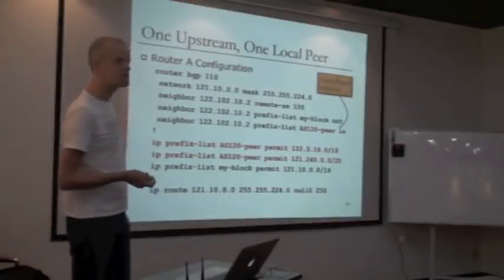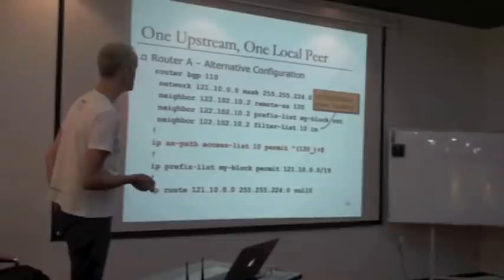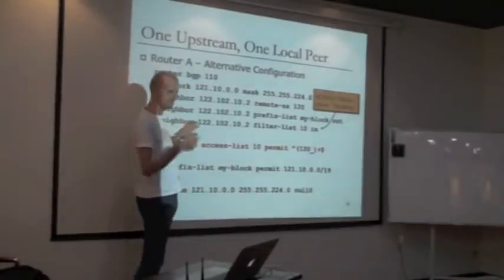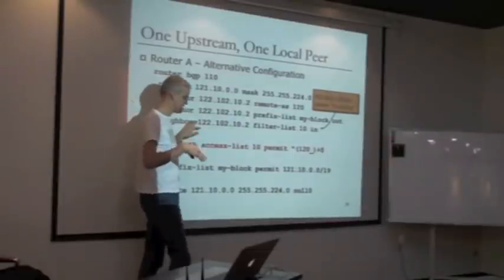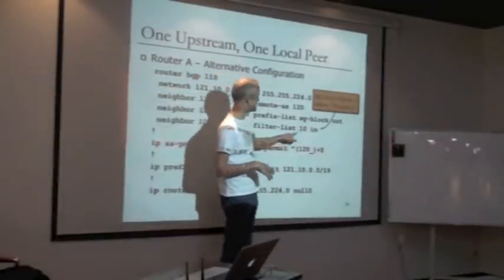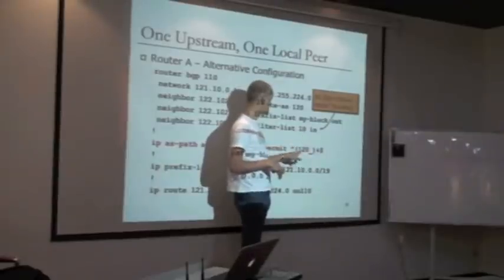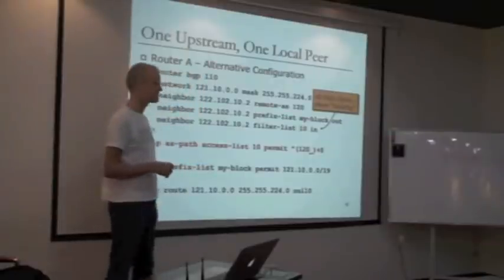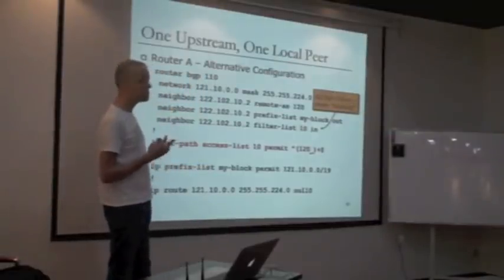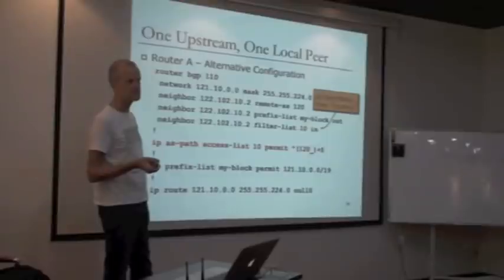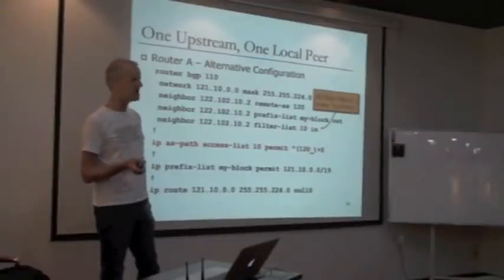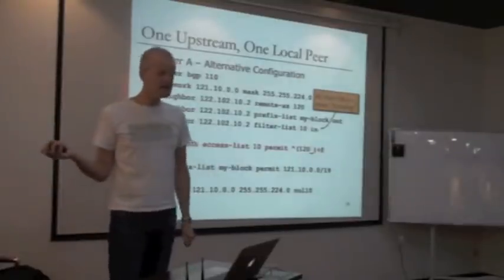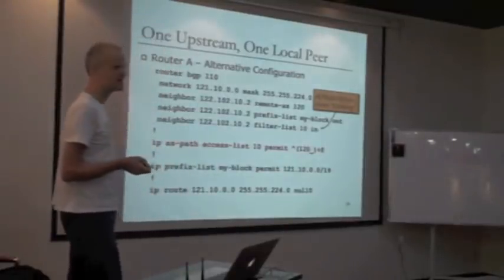Notice I've used a prefix filter. In the lab yesterday, we did an AS path filter. So inbound, rather than doing prefixes, we can accept based on the AS path. And this says, accept anything originated by AS120. Okay. So this is much more trusting, because it actually says, I don't care what AS120 originates.